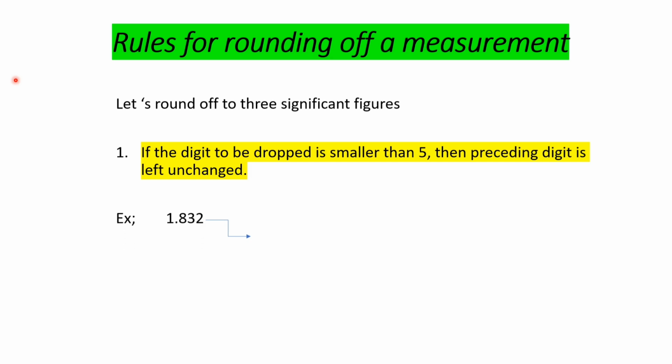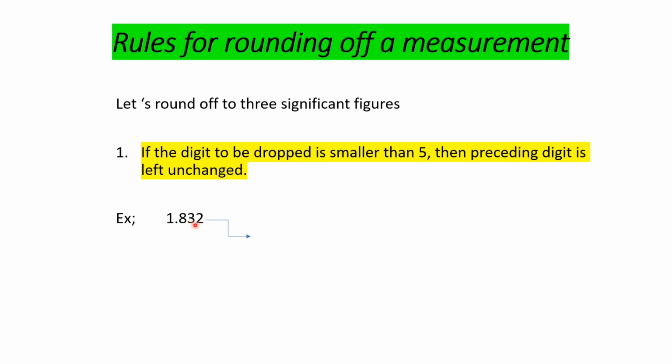Here 1.832. How many significant figures? Here there are four significant figures, right? 1832, four significant figures are there. But let's round up to three significant figures. We need only three significant figures, that is 1, 8 and 3. Then the fourth digit, this 2, has to be dropped. If the dropped digit is smaller than 5, then the preceding digit is left unchanged.